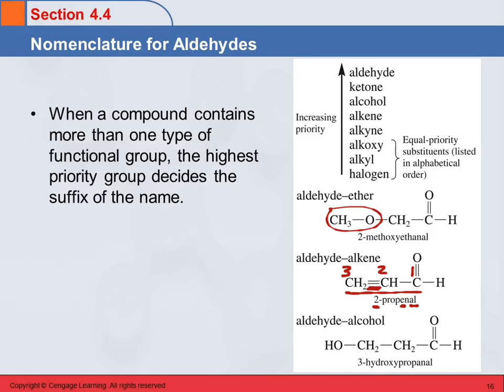This one at the bottom is, it's got an alcohol group here and an aldehyde. So we name it as an aldehyde. It's got 3 carbons, so it's propanal. And there's a hydroxy group on the 3rd carbon, so 3-hydroxypropanal.